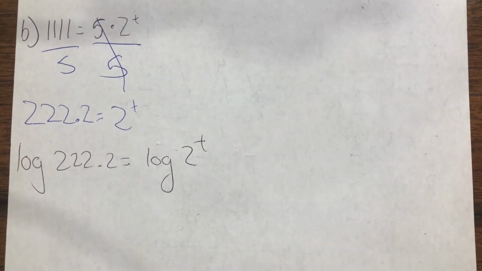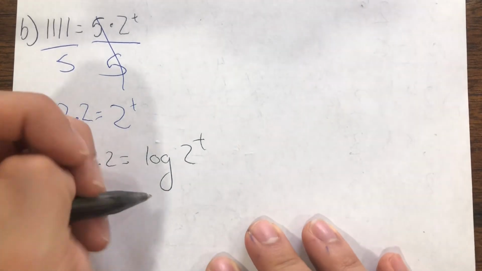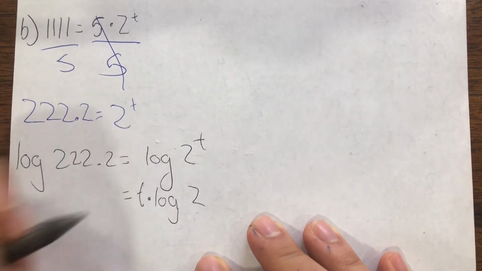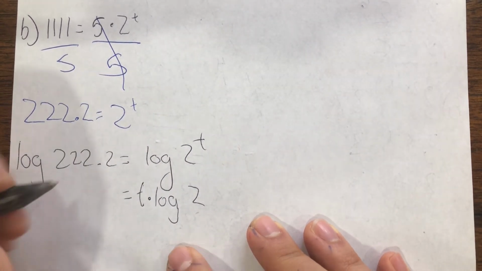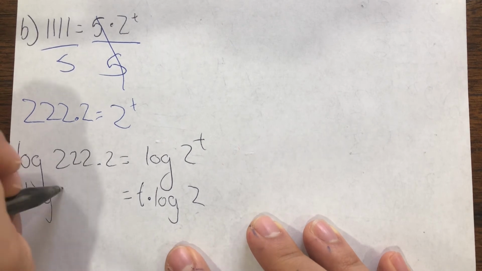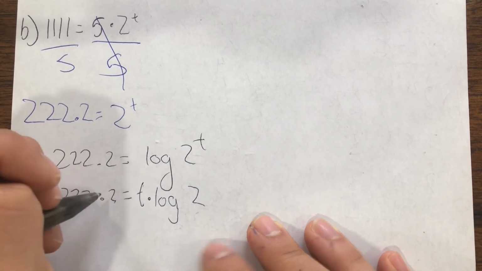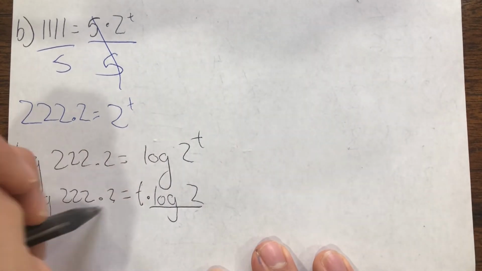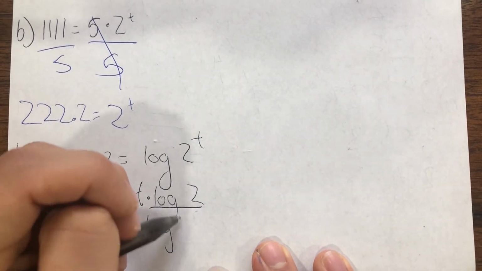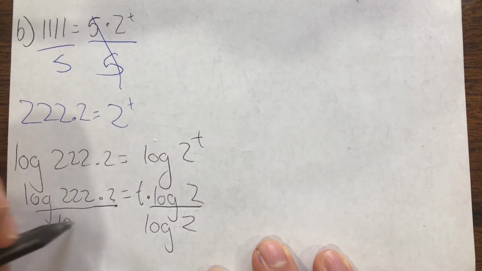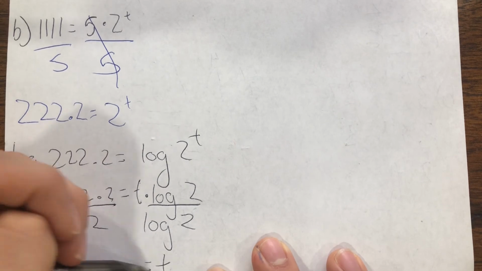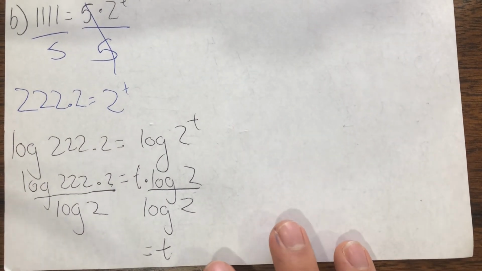And if you recall, by using the power property, I can move this t to the front. So I have t times log of 2, which still equals log of 222.2. So I can get t by itself by dividing both sides by log 2. So that way, t equals whatever decimal I get when I divide these two.